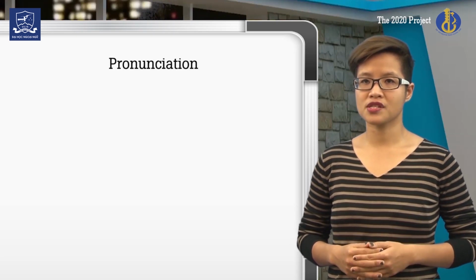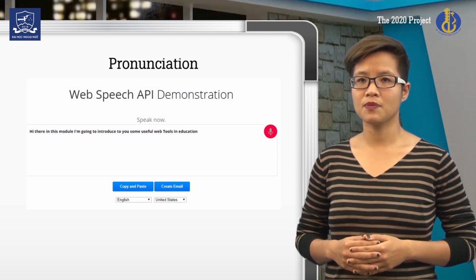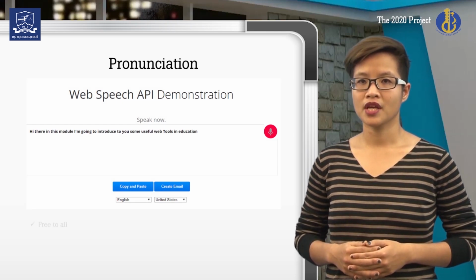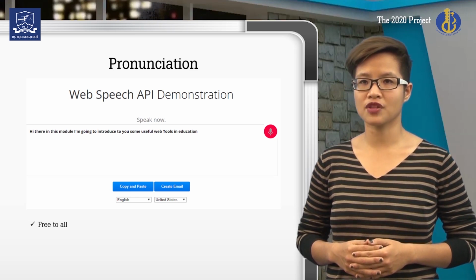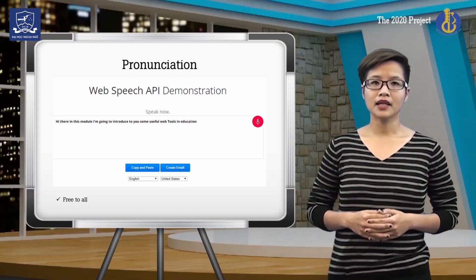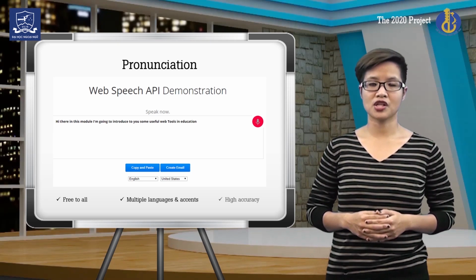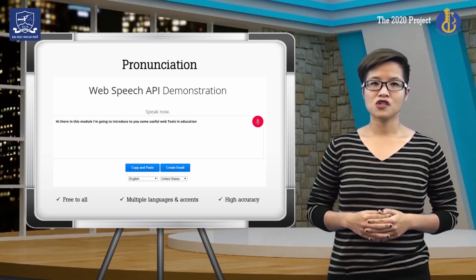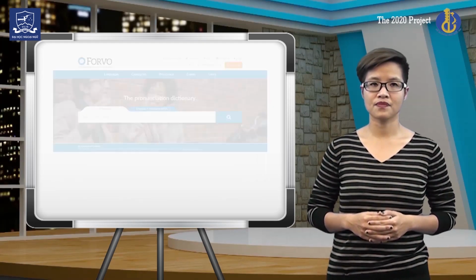In terms of teaching pronunciation, I would recommend using Woodwall Web Speech API demonstration. It's free for all internet users, and students can select any language they are learning. By clicking the microphone on the right side and starting to speak, students would be able to check the pronunciation accuracy, as the tool will write down what they say. This web tool helps students to be more aware of sounds and stress.